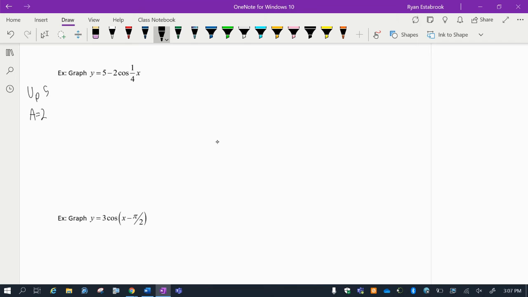Amplitude is 2 because of the absolute value of that. However, it is to reflect across the x-axis. We'll get to that in a minute. And then the period is equal to 2 pi divided by 1/4. Normally, I really don't like fractions. The fact that 2 pi is divided by 1/4 really means that 2 pi is multiplied by 4, so our period is a nice number of 8 pi.